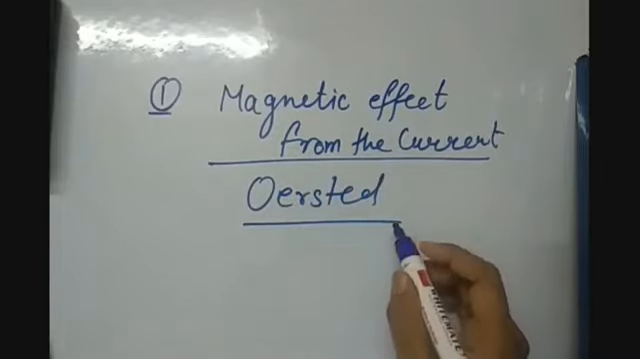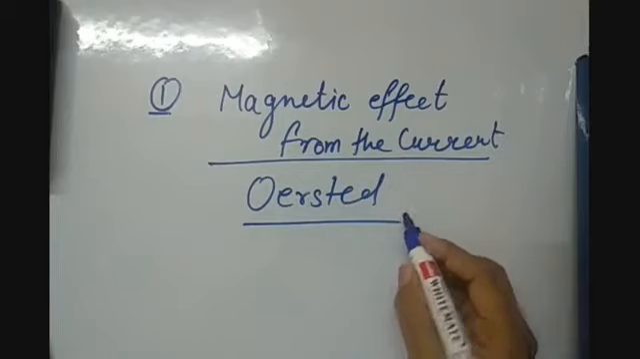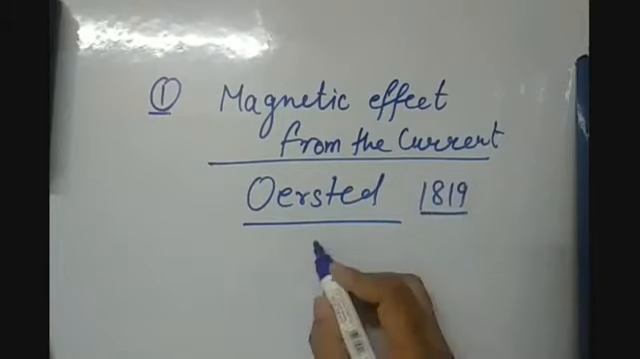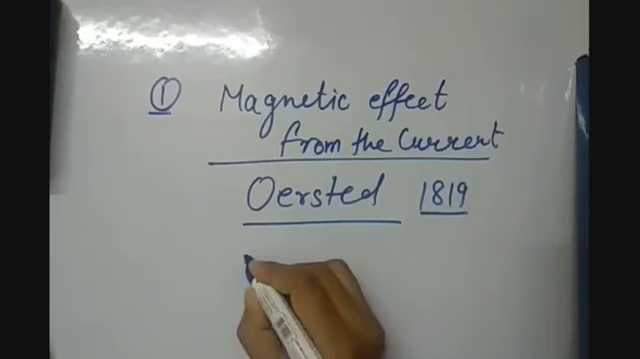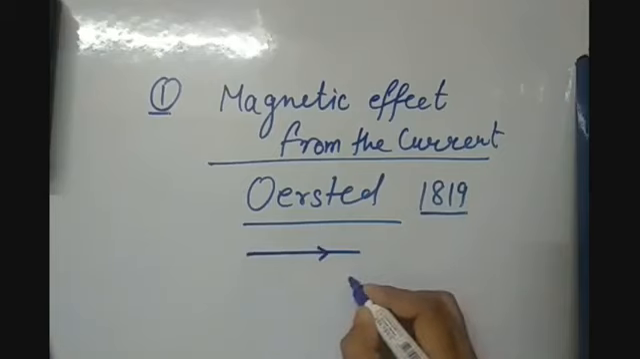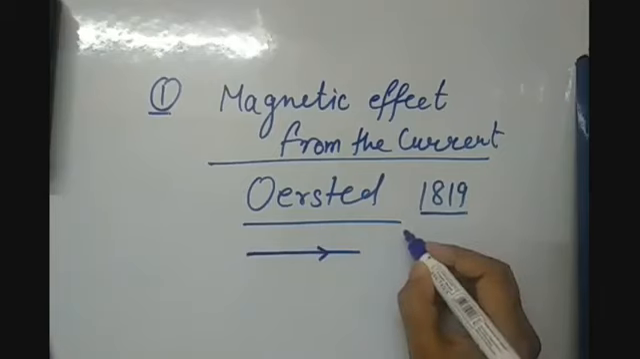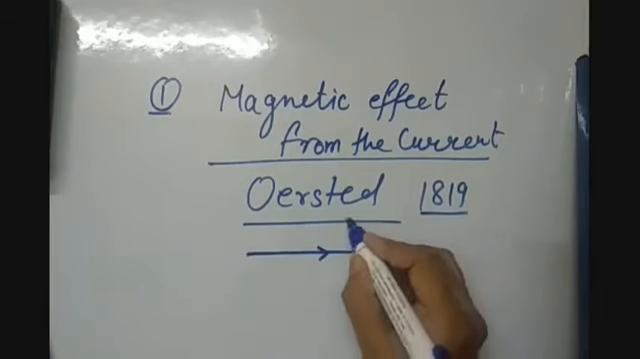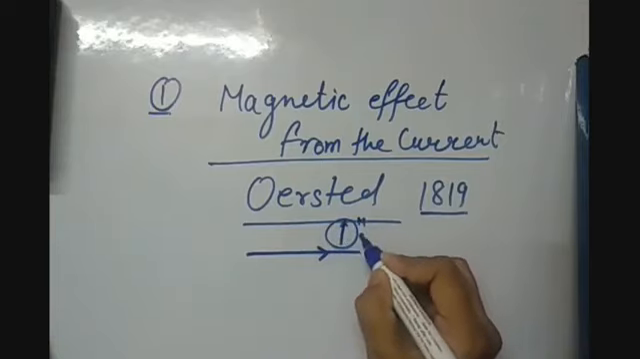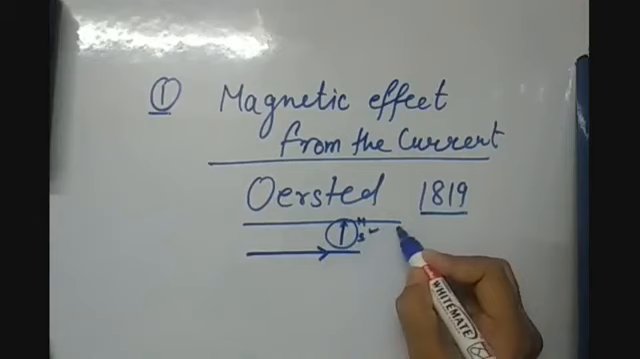He was a Danish physicist, and in 1819 he observed that when in a conductor current is flowing and a magnetic needle is placed near it, then the needle gets deflected.